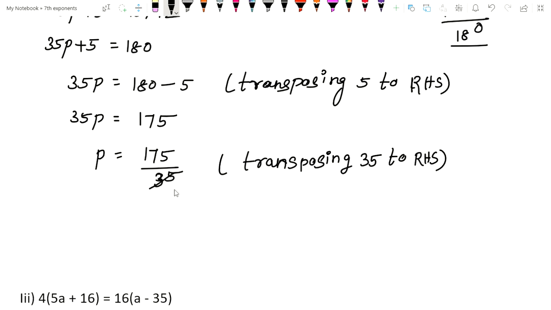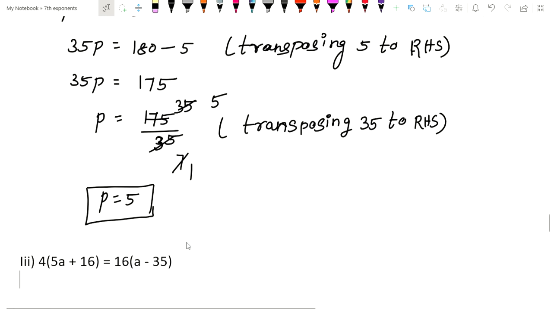Okay, so 7 5s are 35, 3 5s are 15, 5 5s are 25, 7 1s are 7, 7 5s are 35. So P equal to 5. What is the answer, children? P equal to 5. See the next one.